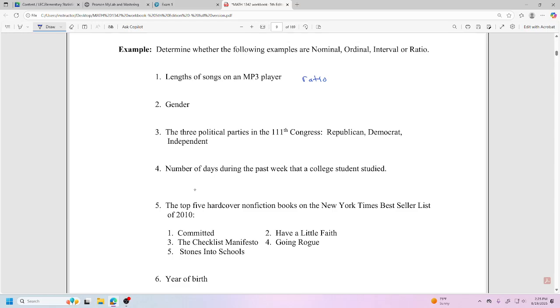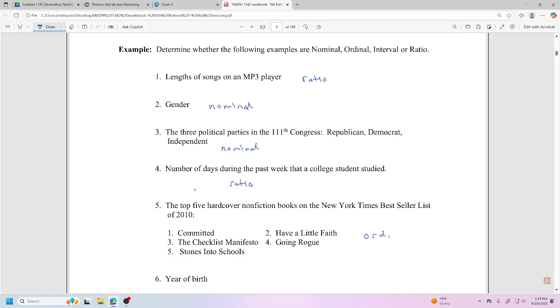Gender, nominal, because it's just a name, right? There's no math there. Political parties, nominal again, just names. Number of days that you studied. Ratio, very good, because you could say I studied 0 days. You can't have negative days, right? Very good.